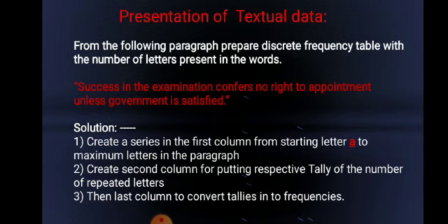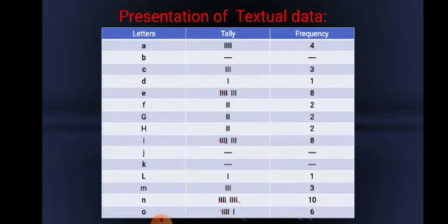Unless, there is no A repeated. In government, no A is repeated. So in the last sentence, the last word, in satisfied, A is repeated. Totally A is repeated 4 times. So we will put 4 tally marks for A. So it means A is repeated 4 times. We will convert that tally to frequency, that is the number 4.